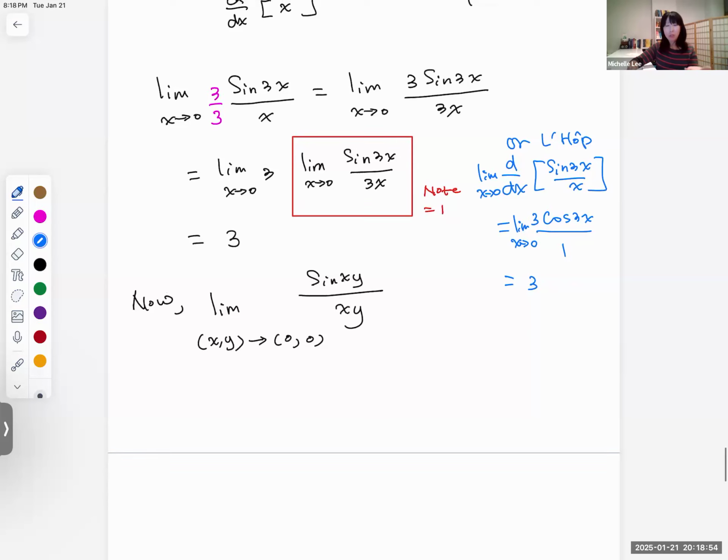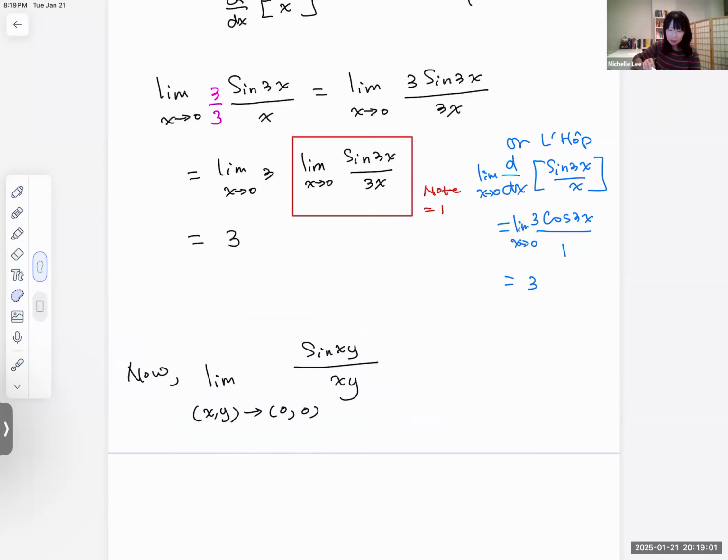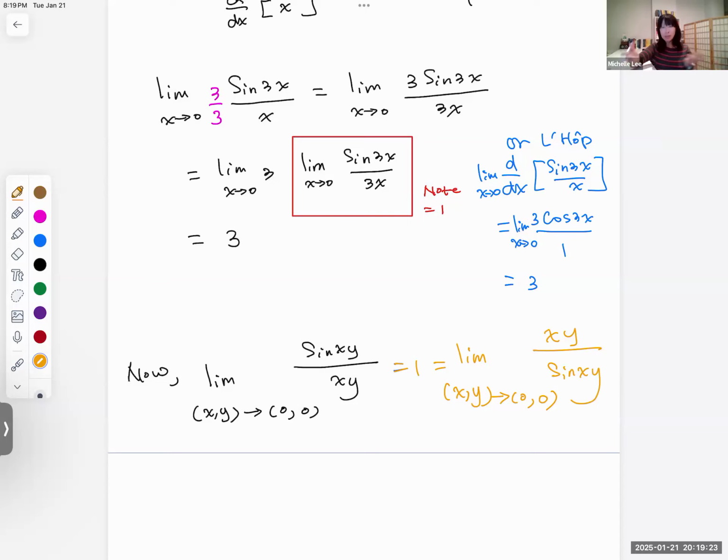Okay, now calculus 3. What is this? It's the same shape as this. Then this is 1, isn't it? This is the same as the limit as (x, y) approaches (0, 0) of xy over sine xy. Same concept. Okay, let's do one more.